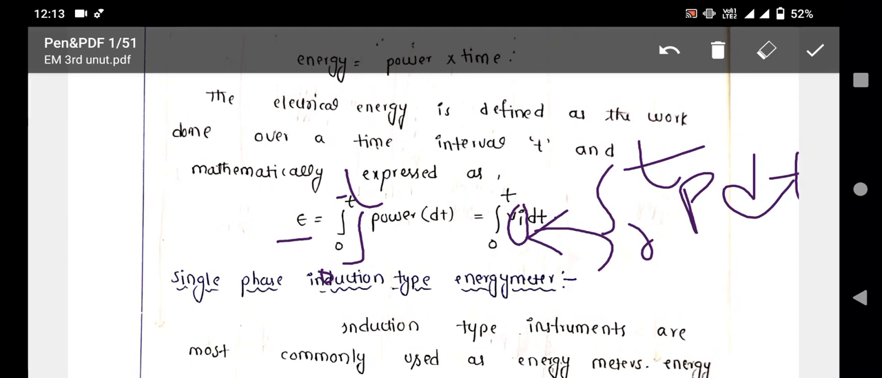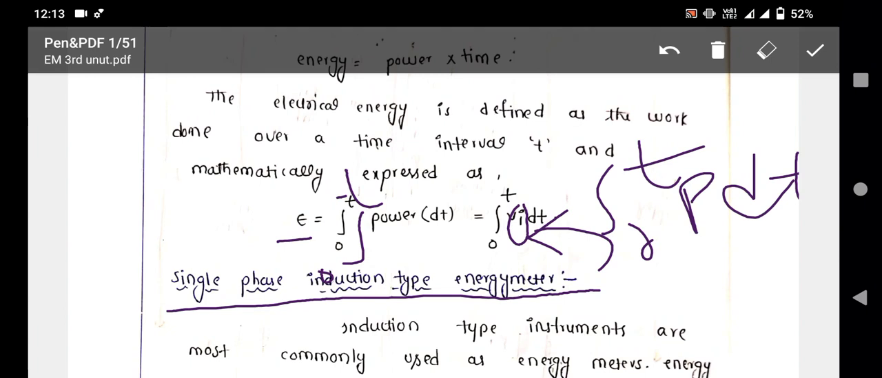First we go for the single phase induction type energy meter. That is a very important topic: how to measure the power in a single phase circuit by using an energy meter. What is the energy meter construction? First we go to this, after that the wattmeter, because the notes were already written like that. We started with the single phase induction type energy meter.